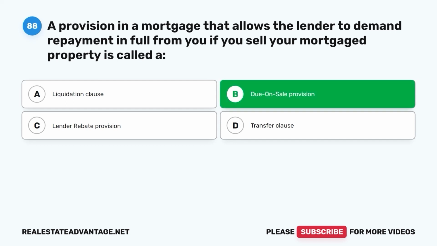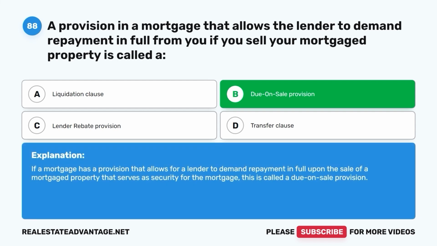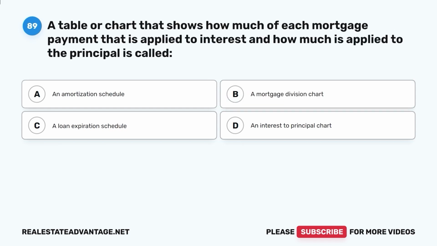Due on sale provision. If a mortgage has a provision that allows for a lender to demand repayment in full upon the sale of a mortgage property that serves as security for the mortgage, this is called a due on sale provision. Question 89. A table or chart that shows how much of each mortgage payment is applied to interest and how much is applied to the principal is called A. An amortization schedule. B. A mortgage division chart. C. A loan expiration schedule. D. An interest to principal chart.